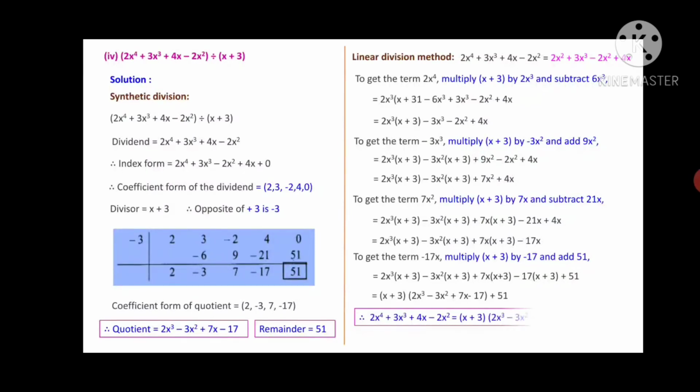Friends, you will write it in the formula: 2x⁴ + 3x³ + 4x − 2x² is equal to (x + 3), which is the divisor, times (2x³ − 3x² + 7x − 17), which is the quotient, plus 51 as the remainder. So you can get here the quotient is equal to 2x³ − 3x² + 7x − 17 and the remainder is 51. This is problem number 4.